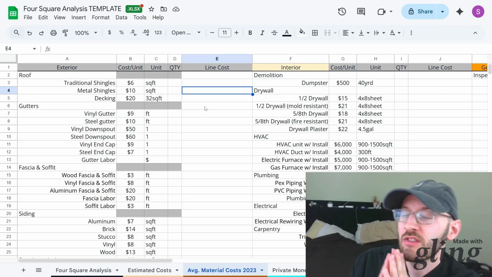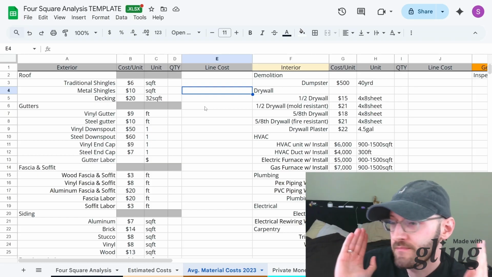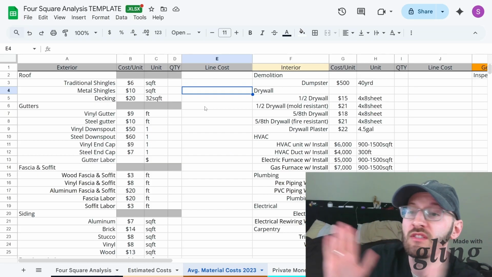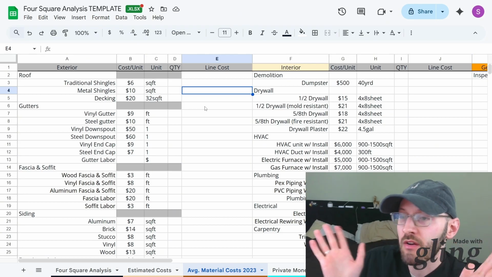Like, here's the size of my roof. Here's the amount of square footage it takes up. Again, just give me a ballpark. I don't know if it needs new stuff underneath. Maybe it just needs the new material on top. I don't know. But yeah.